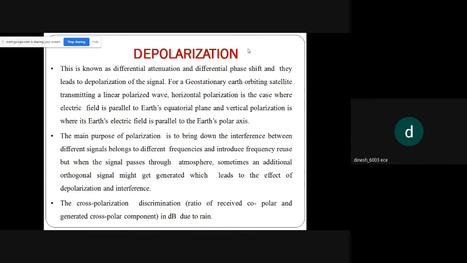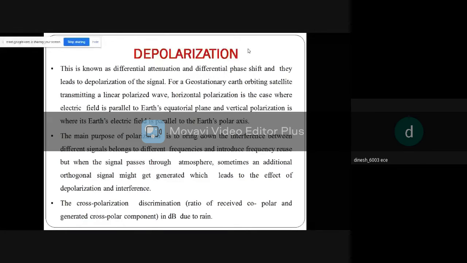The main idea of polarization is to bring down the interference between the different signals that belong to different frequencies and introduce frequency reuse.